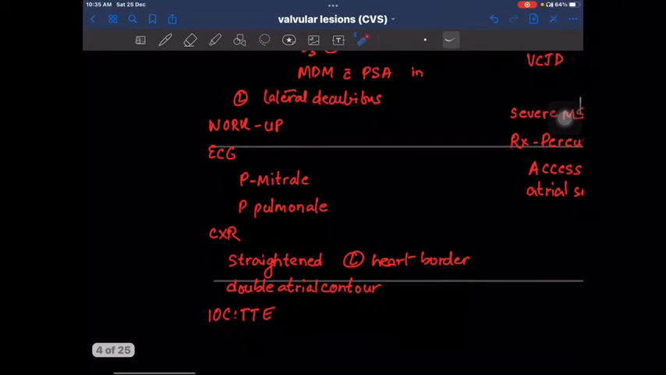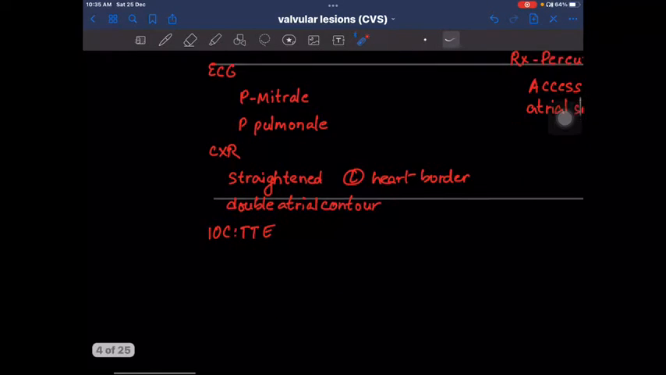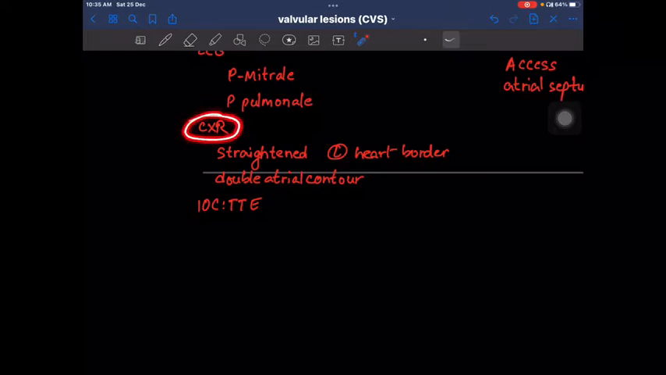Okay, now the workup. Always ECG in cardiology first. We'll see both P-mitral and P-pulmonale. This will depend on what stage of the disease you are in. All right. So left atrial enlargement. Of course, you will see these things: P-mitral and P-pulmonale. All right. Now, chest X-ray. In chest X-ray, you will see a straightened left heart border. Why? Because of the left atrial enlargement. You can also see the double atrial contour on the right side. Because of the left atrial enlargement, the right side will show a double atrial contour.